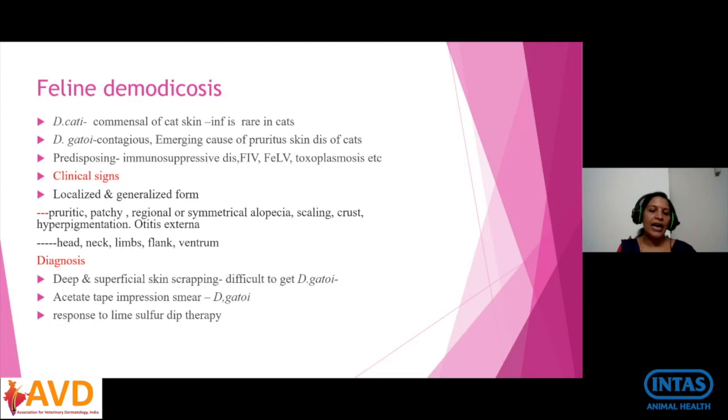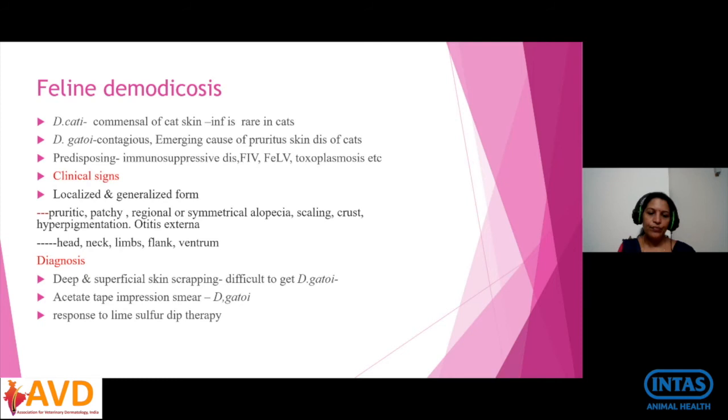For diagnosis, both deep and superficial skin scrapings have to be taken because it is very difficult to find Demodex gatoi. We have to take both deep as well as superficial skin scrapings. An acetate tape impression smear can also be taken to detect Demodex gatoi. And response to lime sulfur dip therapy also gives a clue that it is Demodex.